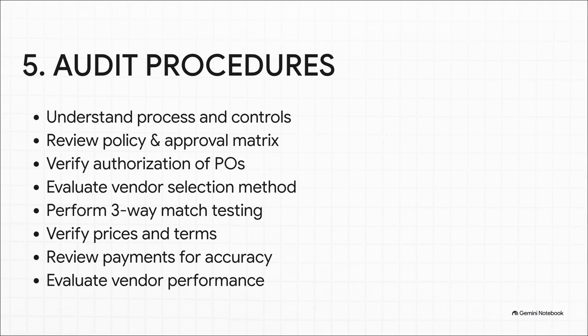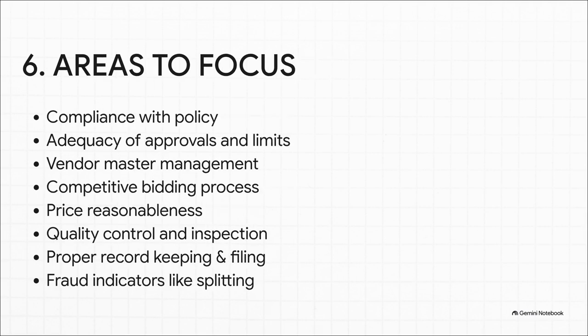While you're digging into all of that, there are specific areas you really want to focus heavily on. Look at the adequacy of approvals, vendor master management, the competitive bidding process, and price reasonableness compared to the market. But most importantly, you are hunting for fraud indicators. A classic real-world trick is splitting purchases. That's when a manager, who maybe has a strict $5,000 approval limit, maliciously splits a $10,000 purchase into 3 smaller invoices just to fly under the radar. You've got to catch things like that.